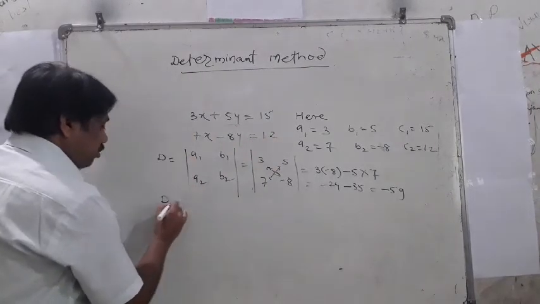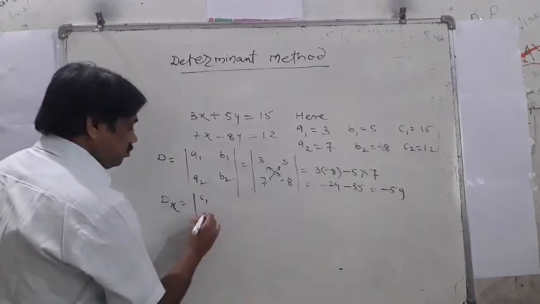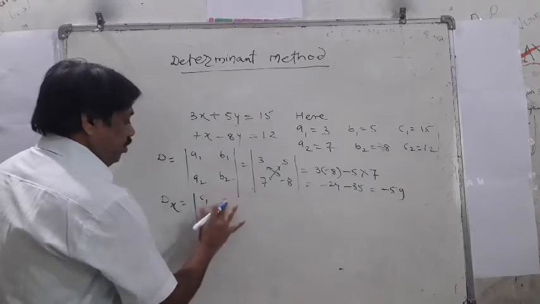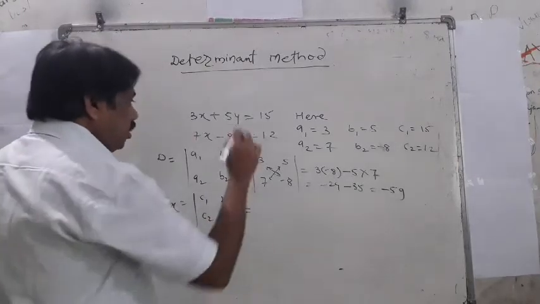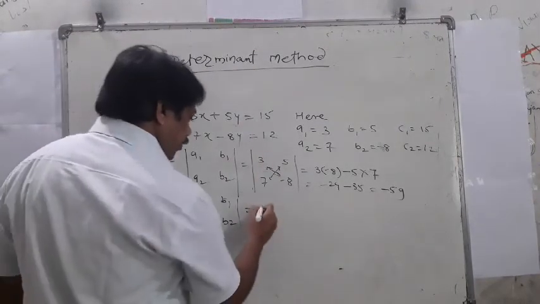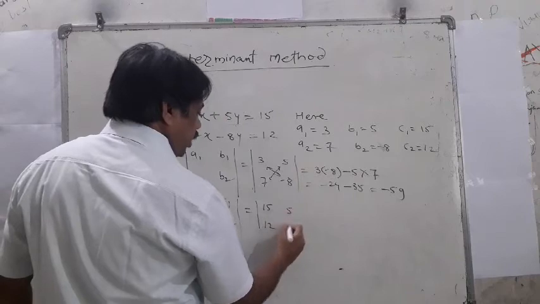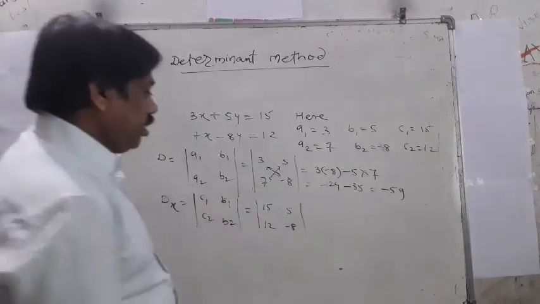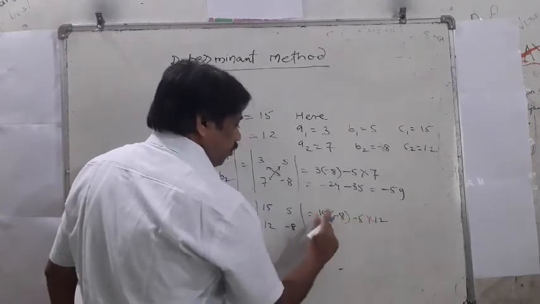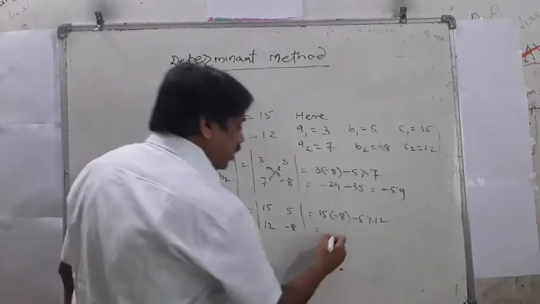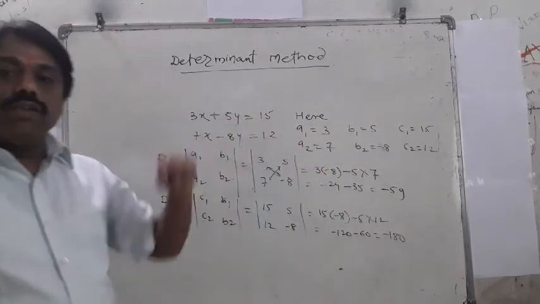Now Dx: c1, c2, b1, b2. The values of c1, c2 are 15, 12, and b1, b2 are 5, negative 8. Cross multiplication: 15 into minus 8 minus 5 into 12. 15 into minus 8 is minus 120, minus 60, it will become minus 180. That will be the answer.